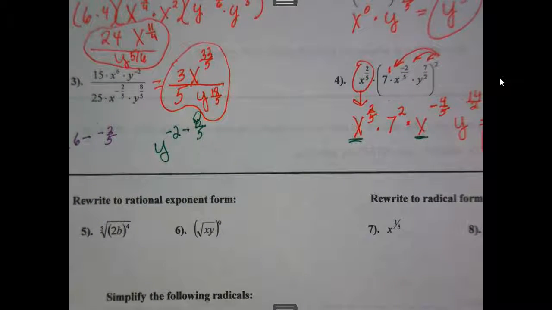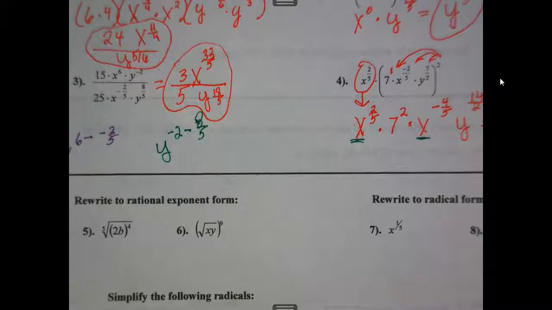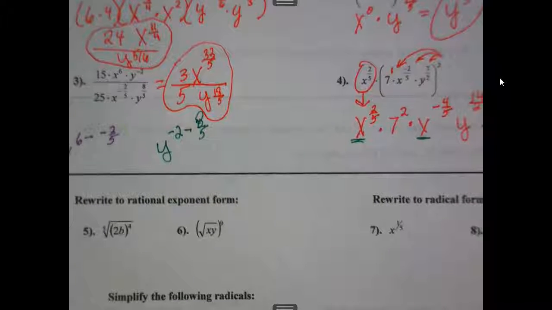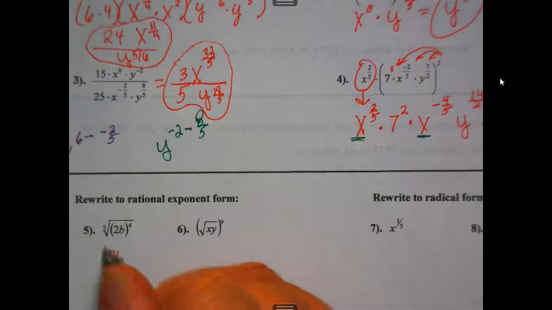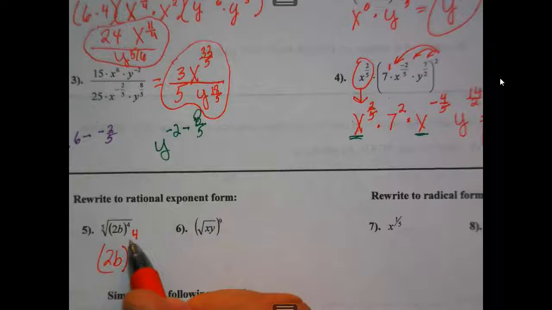Number 5, you're just changing from radical form to exponent form, and 7 and 8, you're going from exponent form to radical form. Okay, the base is 2b. My exponent's the numerator, 4. My root's the denominator, 5.